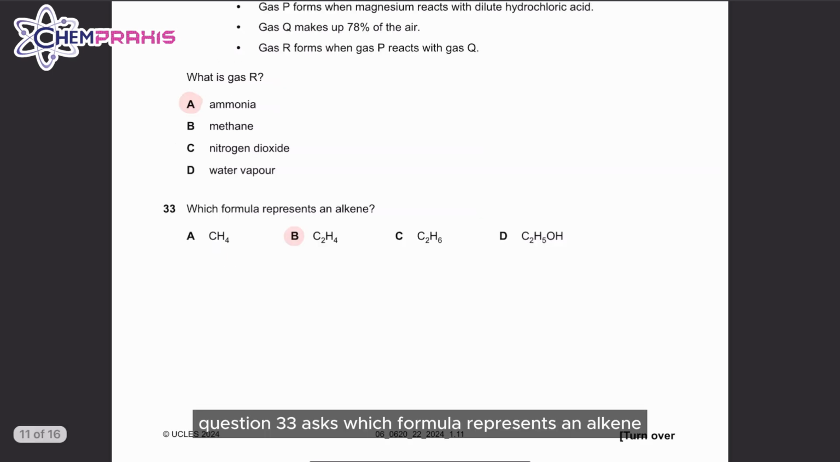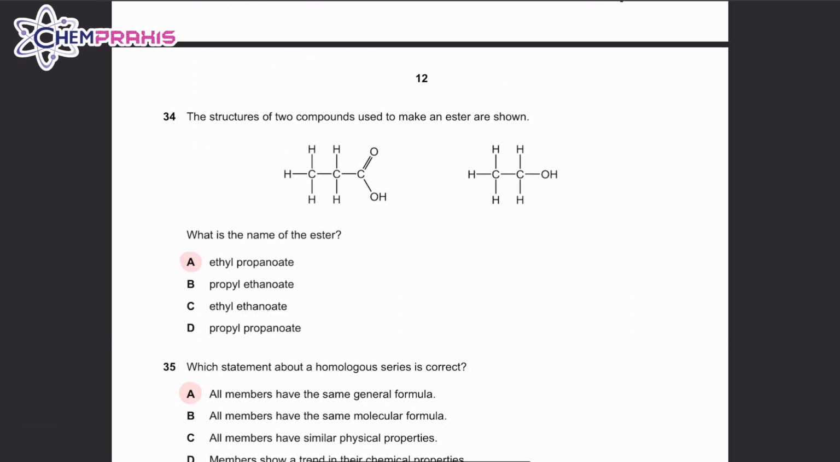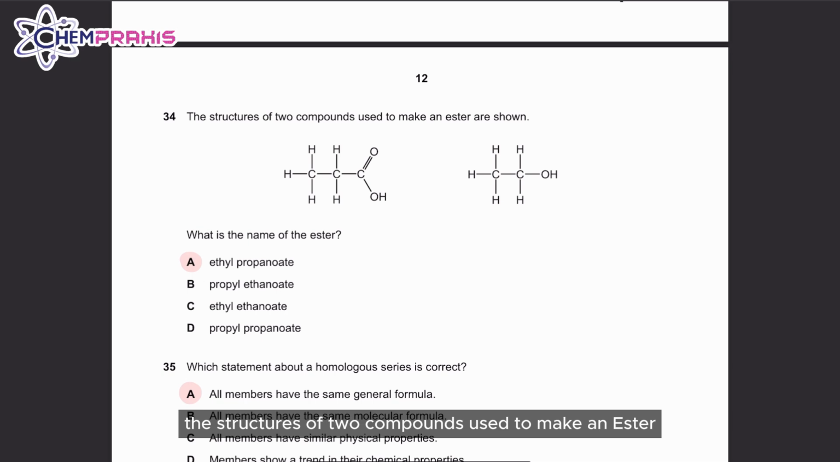Question 33 asks which formula represents an alkene. The only formula that represents an alkene in this list of formulas is C2H4, and therefore your answer will be B. The structures of 2 compounds used to make an ester are shown. What is the name of the ester? From the compounds shown, we can determine that the ester is ethyl propanoate, and therefore your answer will be A.